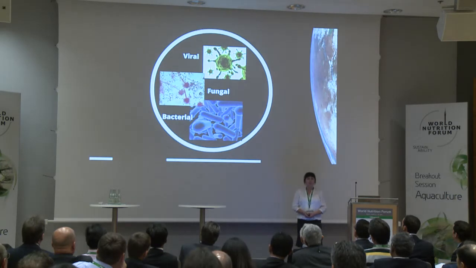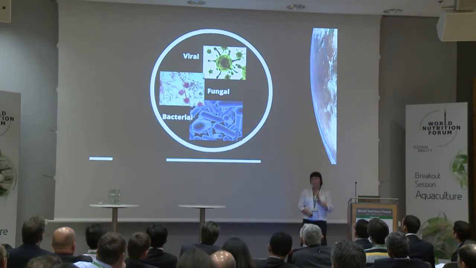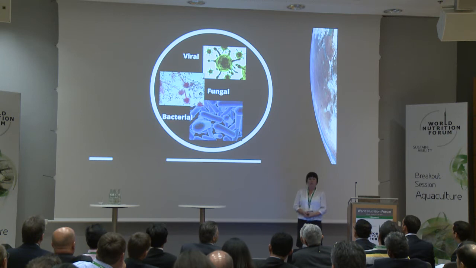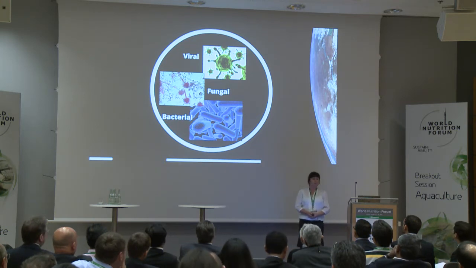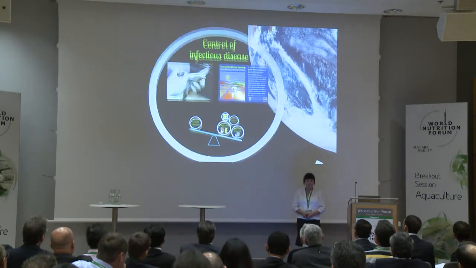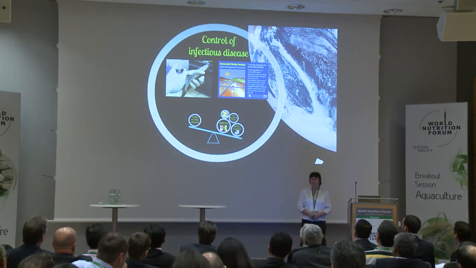The infectious diseases, the three main components, although parasites are a big part of this, are essentially viral, fungal and bacterial. And they're the ones that we tend to focus on the most, although parasites do come into that situation as well. So how do we control infectious disease?